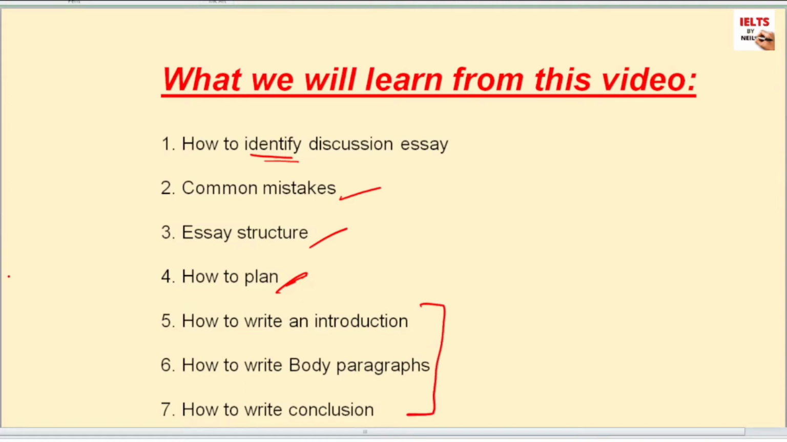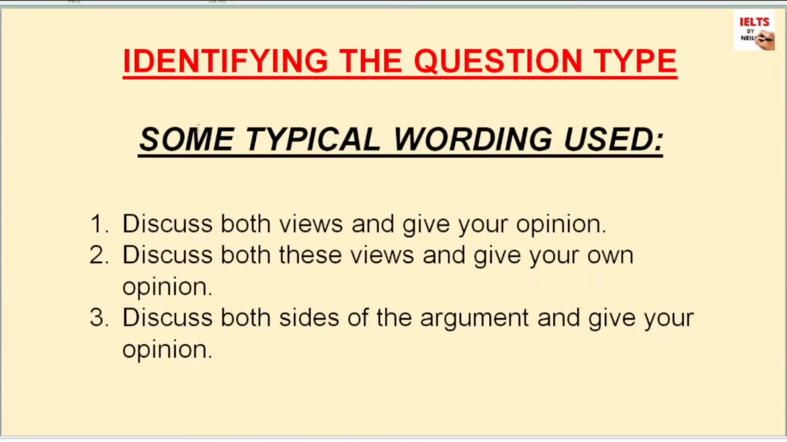Moving on with the first point, how to identify the question type. These are some typical words which appear in the discussion essay. Number one: discuss both the views and give your opinion. This is the most common one. In 80% of the essays you will find this wording. Number two: discuss both the views and give your own opinion. It means the same, they've just changed the wording, so you don't have to get confused.